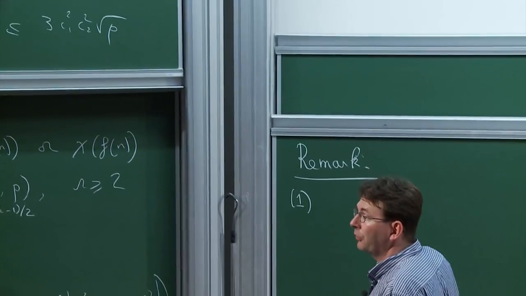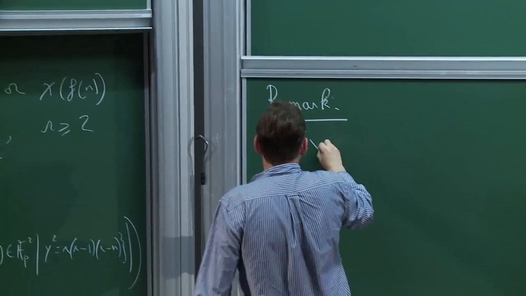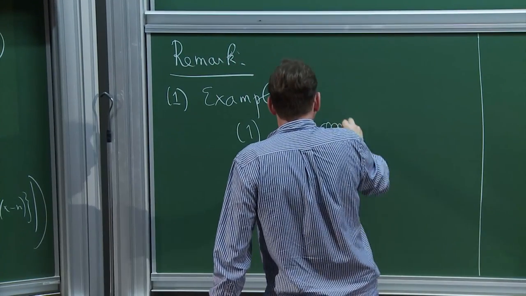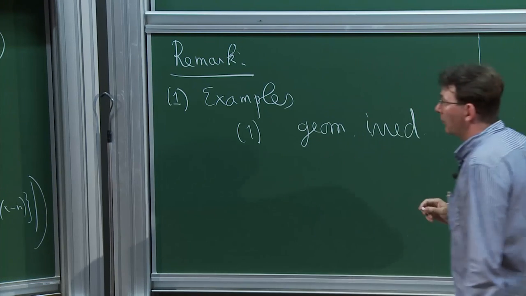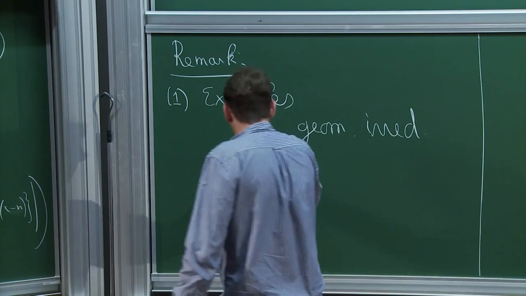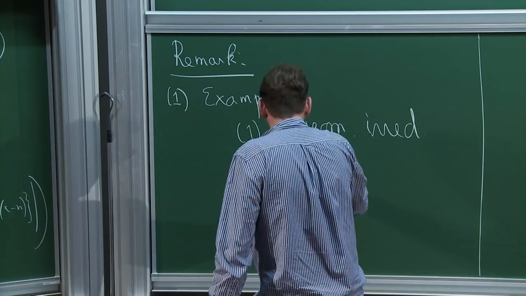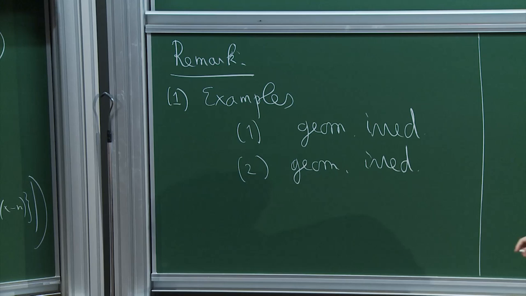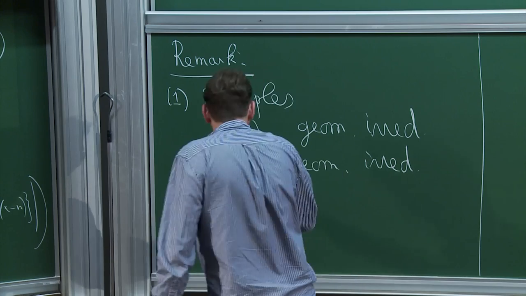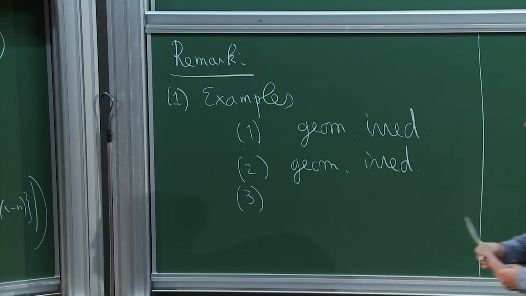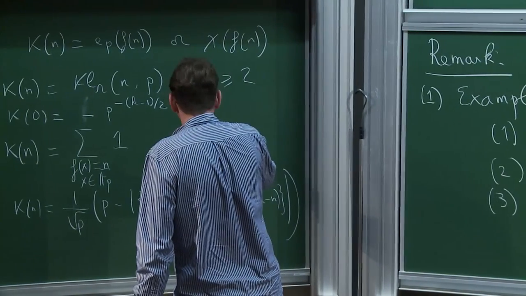So first, what happens among the examples? Example one is always geometrically irreducible. This I mentioned yesterday because the underlying vector space has dimension one, and a one-dimensional representation is always irreducible. Two, one can show, is geometrically irreducible. This follows either from the construction or by the Diophantine criterion, which I will state as the second part of this remark. Example three is never geometrically irreducible except if f has degree one.